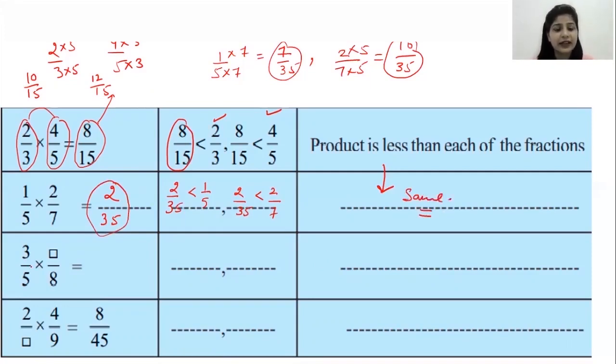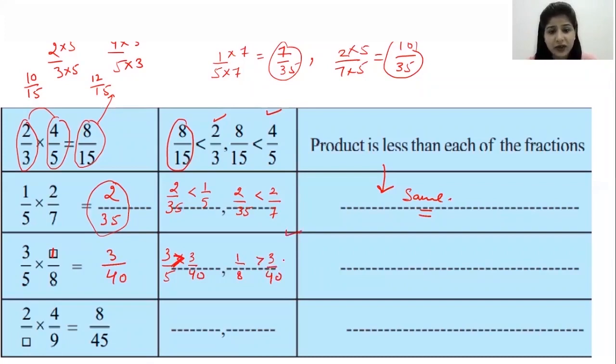Okay, now in the next one, let's consider this as 1. So 3 into 1 is 3 and 5 eights are 40. So again, when you see this, this is going to be very less than these two fractions. So we will write 3 upon 40 is less than 3 upon 5 and 1 upon 8. Okay, 3 upon 40 is going to be less. So I'll just mark the greater sign here. And 1 upon 8 will also be greater than 3 upon 40.